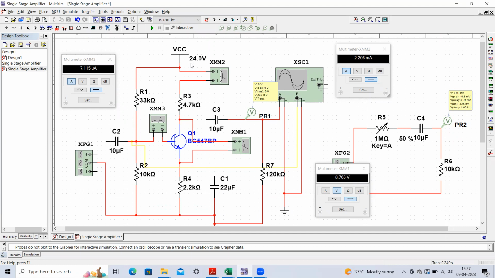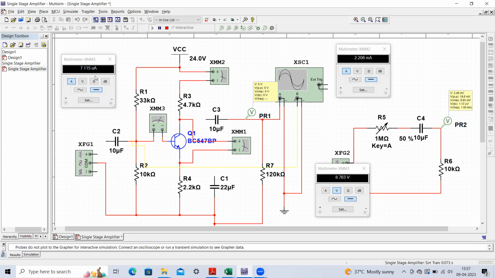First of all, you can see I have connected this power supply of 24 volt. Now we can check the condition of this Q point. The different values that we have to see in the Q point are the collector current, the collector to emitter voltage drop, and the base current. If we execute it here, you can see these values. I have not connected any input right now, so only the DC voltage is applied to this particular circuit.